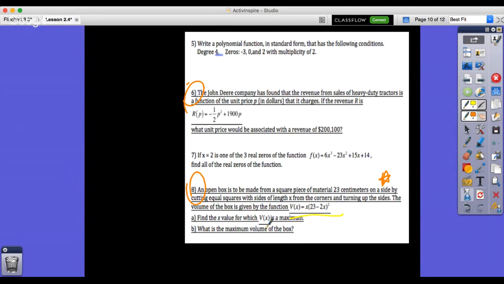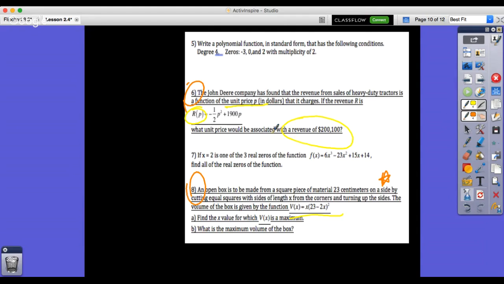Number 6 says the John Deere company has found that the revenue from sales of heavy-duty tractors is a function of the unit price P. P is the unit price that's charged. The revenue is represented as the function R(P). What unit price will be associated with the revenue of $200,000? $100. So the question is what is the unit price when the revenue is what is listed?